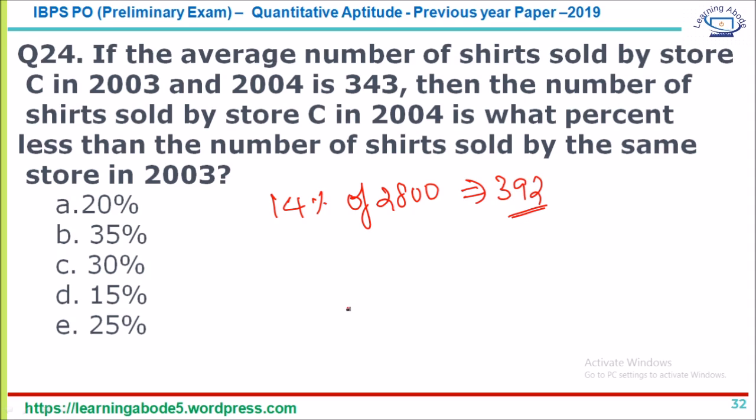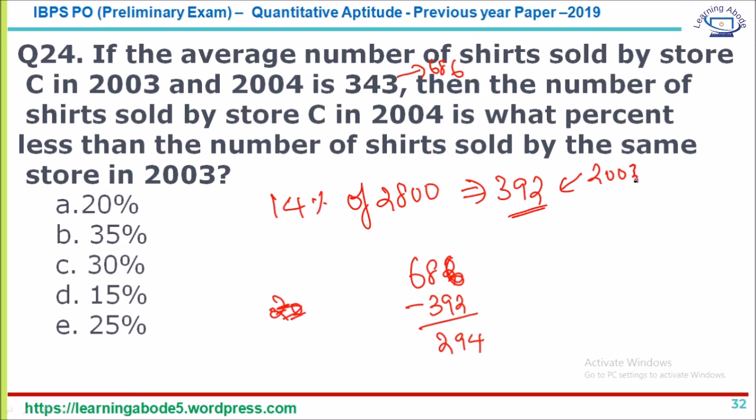Now for 2003 and 2004, the average is 343, which means the total is 686. So 686 subtract 392, what you have is 294. So 392 is 2003 and 294 is 2004.